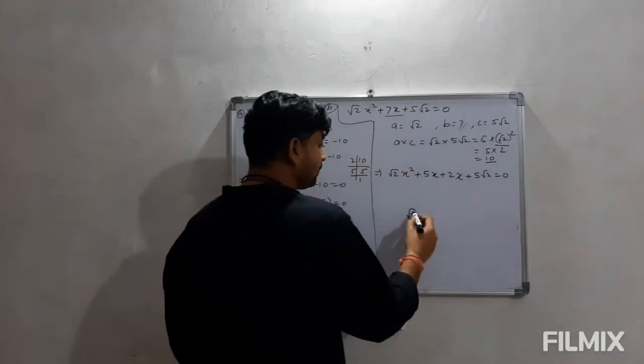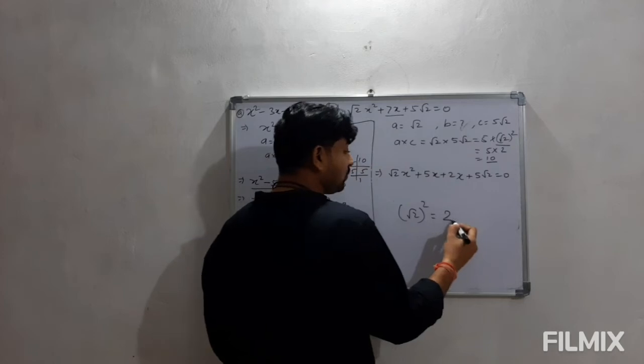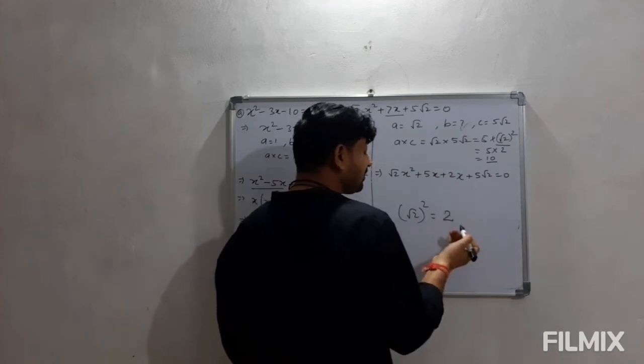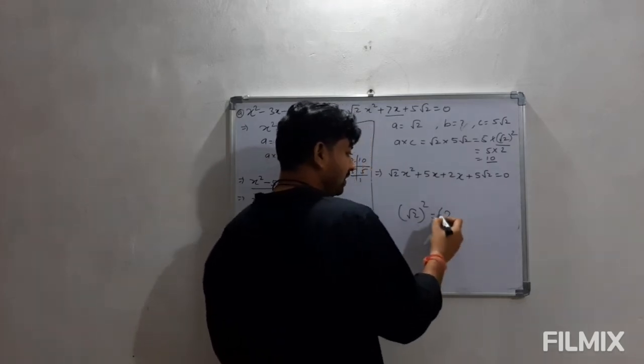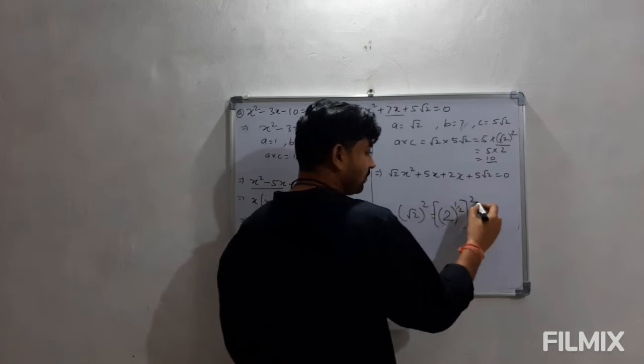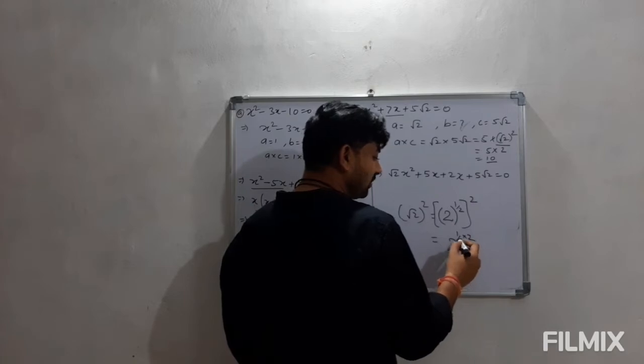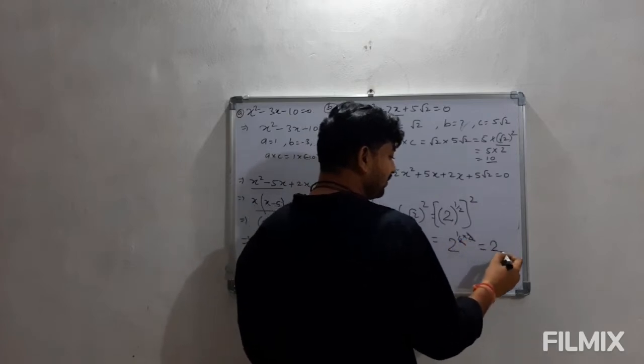Now look at this. When we are writing root 2 square, what does it mean? You must have studied nth root of a number. Root 2 is nothing but power 1 by 2, its whole power is 2. If we use simple exponent rule, the powers will be multiplied, so 1 by 2 into 2, this 2 is cancelled with 2, so finally we are getting 2.